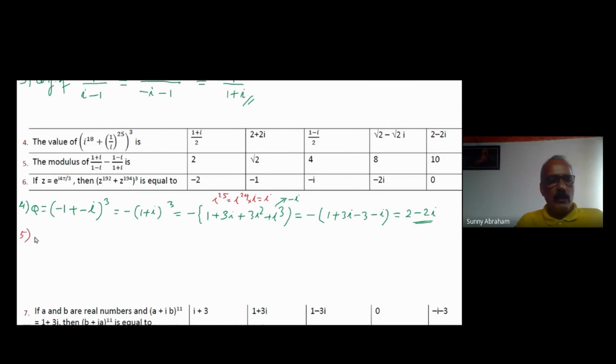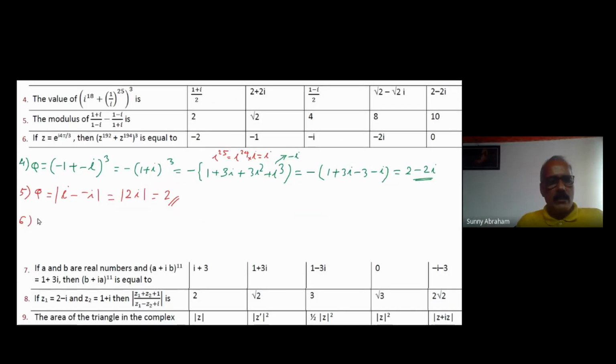Question 5, look at that. The question becomes 1 plus iota by 1 minus iota, that is modulus of modulus. So that is nothing but iota, 1 minus iota by 1 plus iota, minus iota, which I wrote in the beginning. It's modulus of 2 iota. So that is equal to 2, the answer.